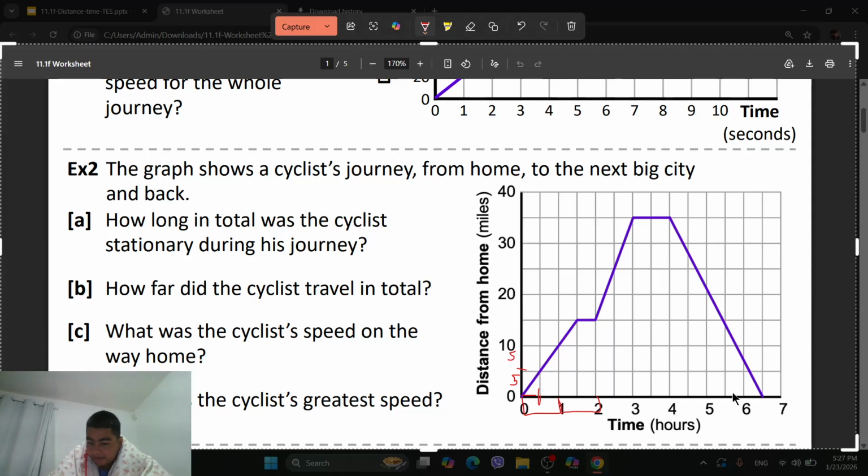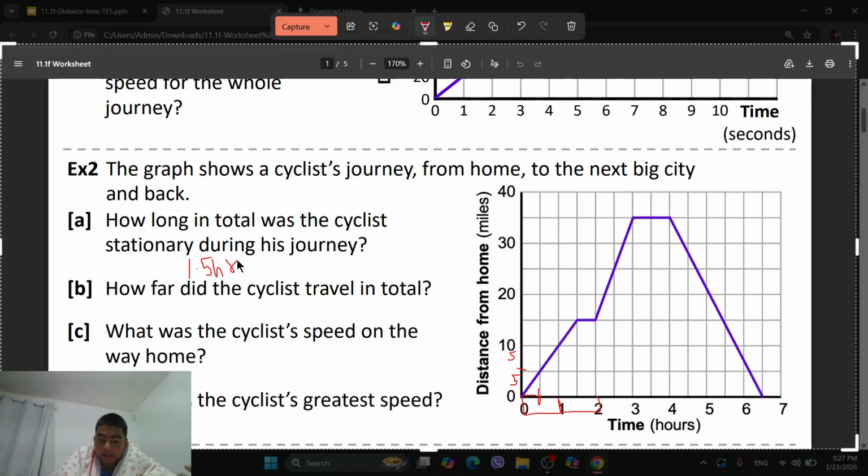Each of the units along this axis represents how much time? 30 minutes. And how much distance? 5 miles, right? So we can see over here that the cyclist was stationary for 30 minutes, and again stationary for 30 minutes and another 30 minutes. So that's 1 hour, right? We can see from here as well, 3 to 4, you can go all the way up here. From 3 to 4, he was stationary for 1 hour and then a half hour more. So he was stationary for how long? 1.5 hours. Got it? So this is clear here.